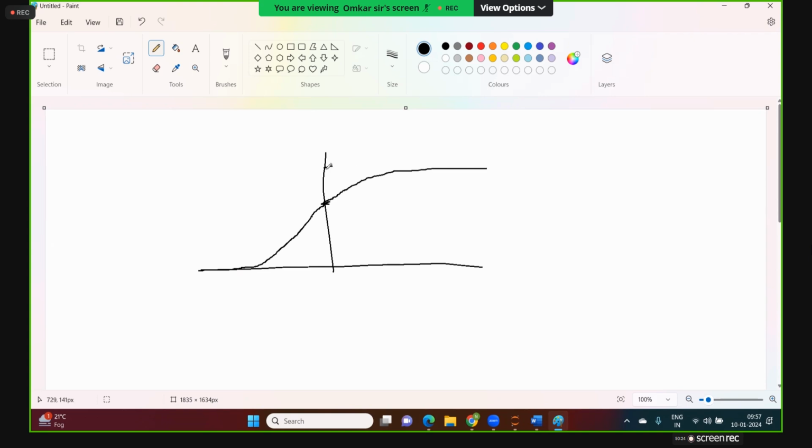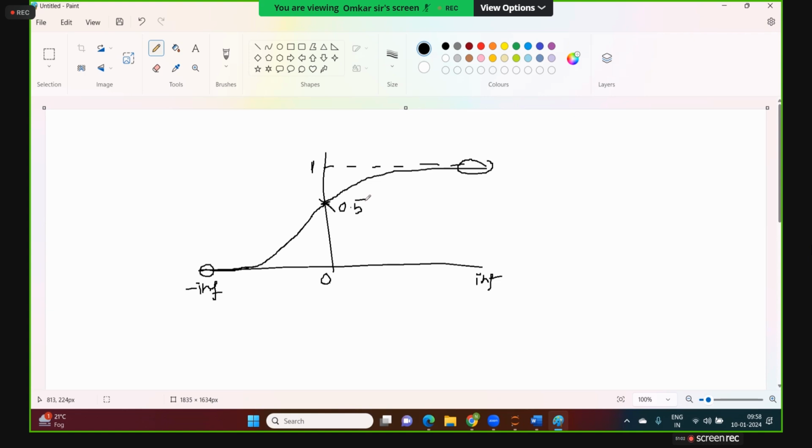That means this point you are seeing, its maximum value is equal to 1. Maximum value is equal to how much? 1. When it touches here, it is 0. That means minus infinity. When x is equal to minus infinity, the curve touches 0. When it is plus infinity, the curve touches 1. When it is 0, the curve touches the midpoint, that is called 0.5.